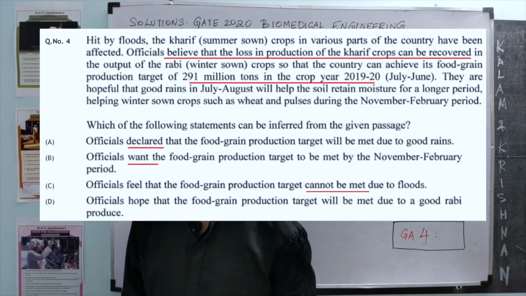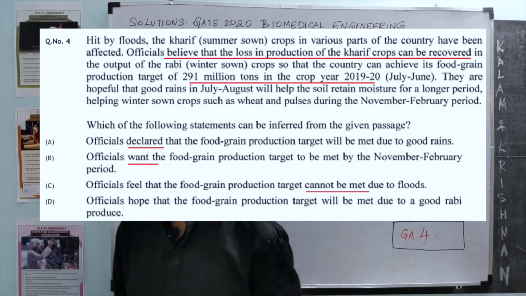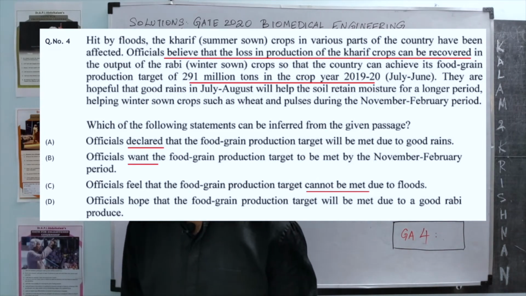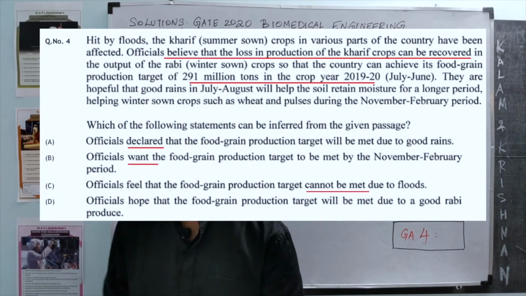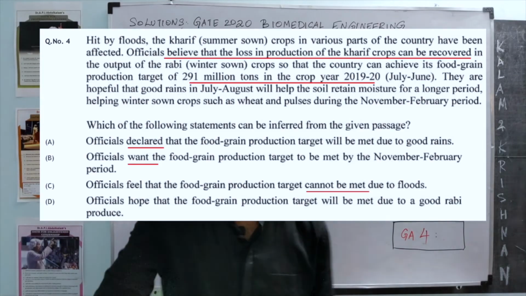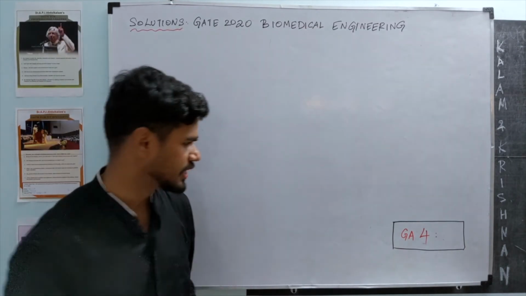So let's go to option C. Officials feel that food grain production target cannot be met due to the floods. No, the text said even though the summer things failed, in winter we have the possibility of meeting it. So it's not cannot be met as doesn't fit. So let's also take a look at the last option D. Officials hope that food grain production target will be met due to a good rabi produce. Yes, the officials hope that the food grain production target will be met due to good rabi produce. So the correct answer here is choice D.